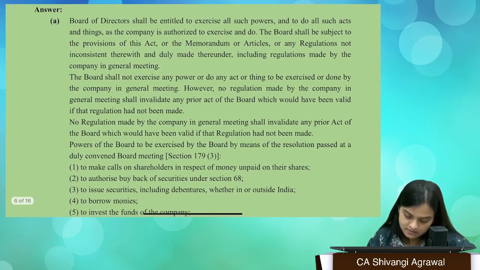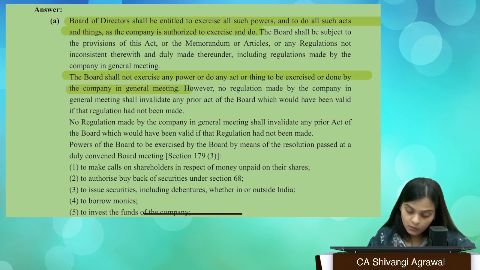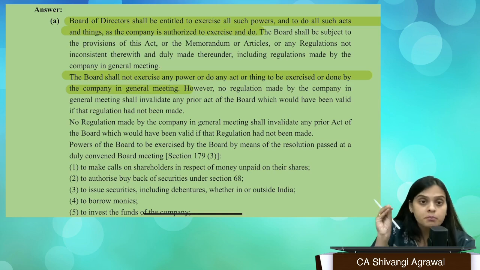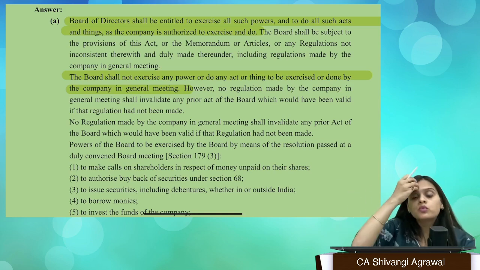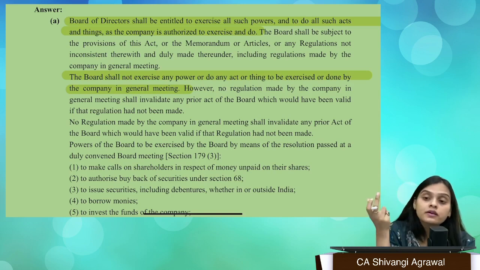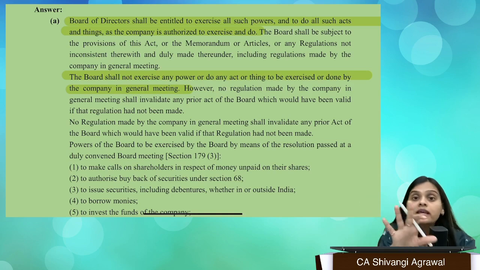So in general, as I mentioned, the board shall not exercise any power or do any act which has to be done by the company in general meeting. We all know that the Companies Act has reserved certain powers which can be conferred at a general meeting by the shareholders only. Like if you want to alter your articles of association, the board cannot do that. The company can do that, right.